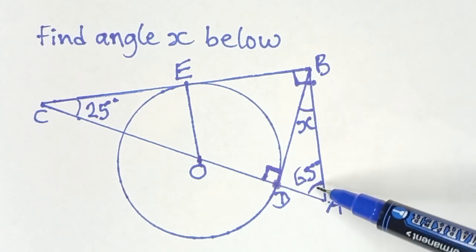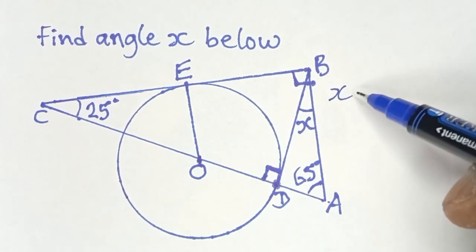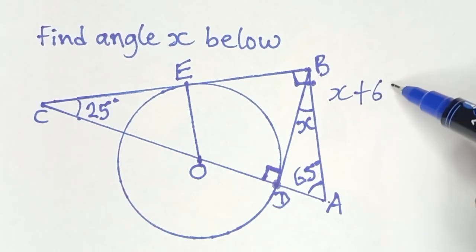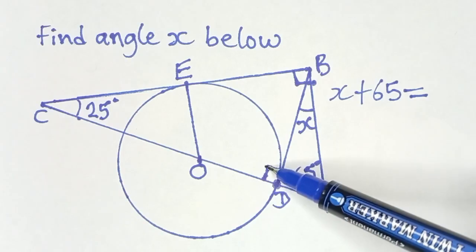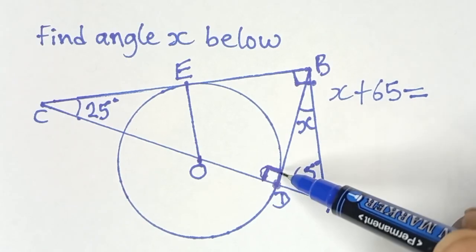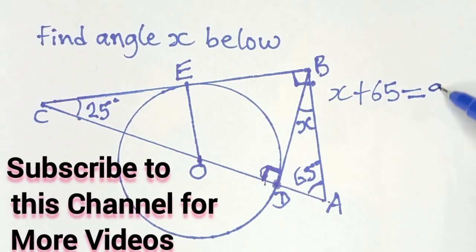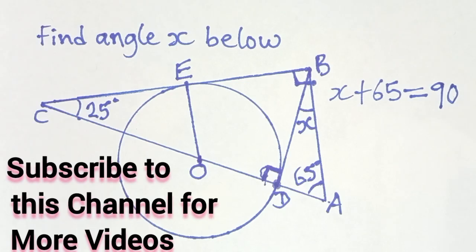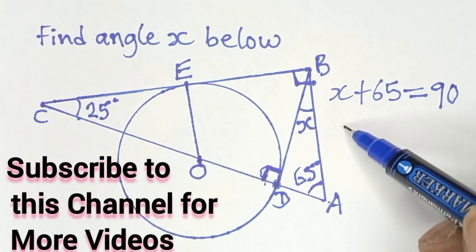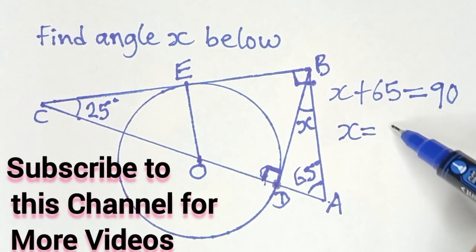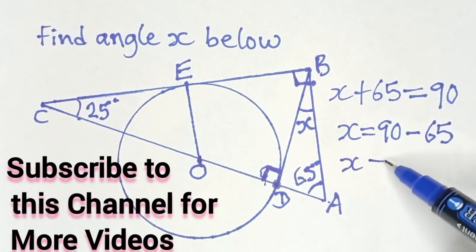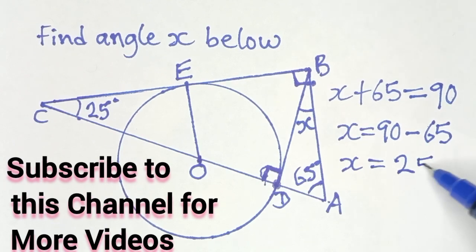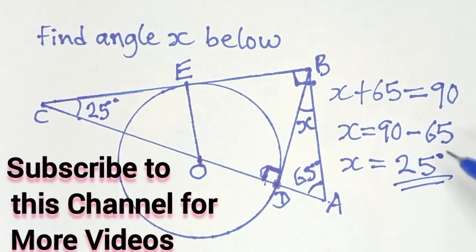So these two interior angles, which are x plus 65, when they add up together, will give us the exterior angle of the triangle, which is 90. Don't forget, this box means 90 degrees. So that is just the simple trick to apply. And so we have x equal to 90 minus 65. And that will give us x as 25 degrees. And that's the value of x.